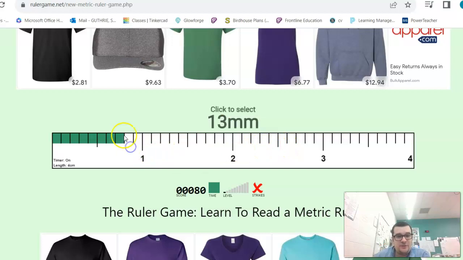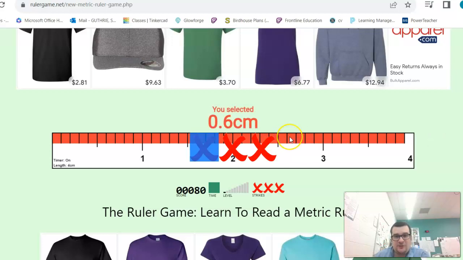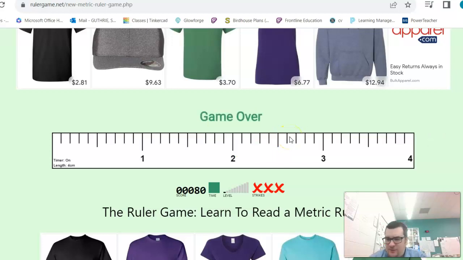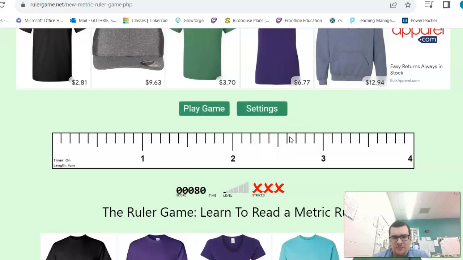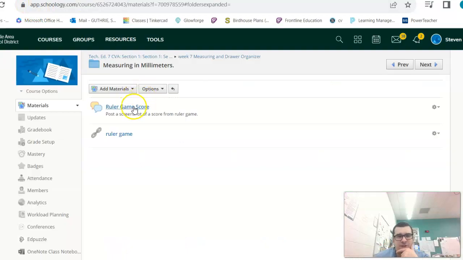So there's 1 strike, 2 strikes, and 3 strikes. So what you want to do is play this a few times until you get the hang of understanding millimeters. And you'll want to take a screenshot, at least one score, and put it into the Schoology discussion right here. The highest score I've seen was around 4,300, which is pretty high. A student did that on their own time at home, trying to get the high score for the class. You don't have to do nearly that good. This is just practice for what we're doing later in the week.